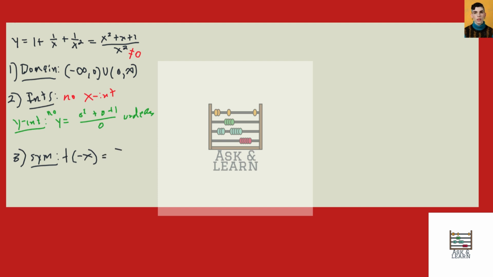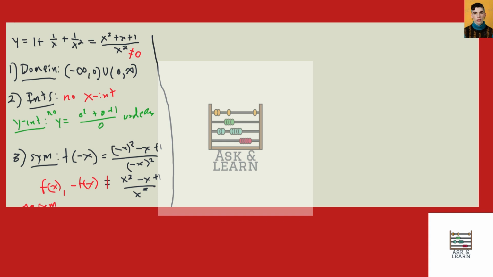So just plugging in negative x, we get negative x squared minus x plus 1 over negative x squared. Well, that's going to be x squared minus x plus 1 over x squared. And this here is not equal to negative f of x nor f of x. So that tells us we're going to have no symmetry, or at least no symmetry about the y-axis and origin.